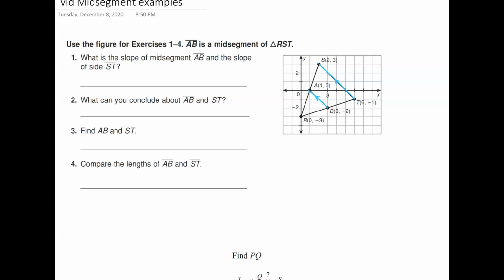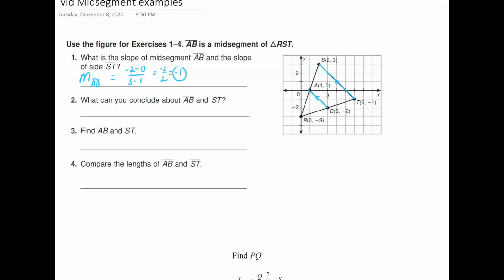All right, so first, what is the slope of the midsegment AB and the slope of side ST? So in order to show that they're parallel, we're going to have to find the slope of both. So the slope of AB, we're going to use M sub AB for slope of AB, just so we can fit it in this space. The slope of AB would be the change in y over the change in x. So it's negative 2 minus 0 over 3 minus 1. And that is negative 2 over 2 or negative 1.